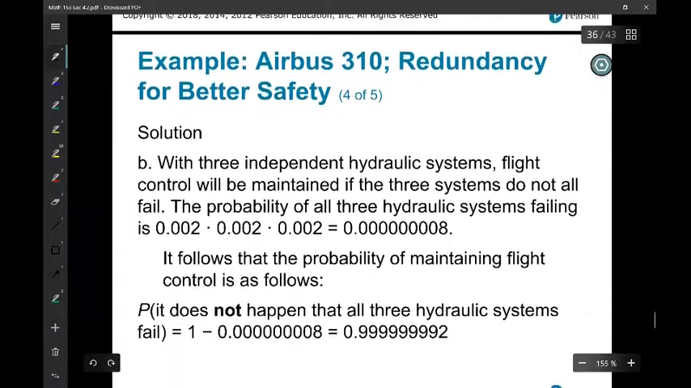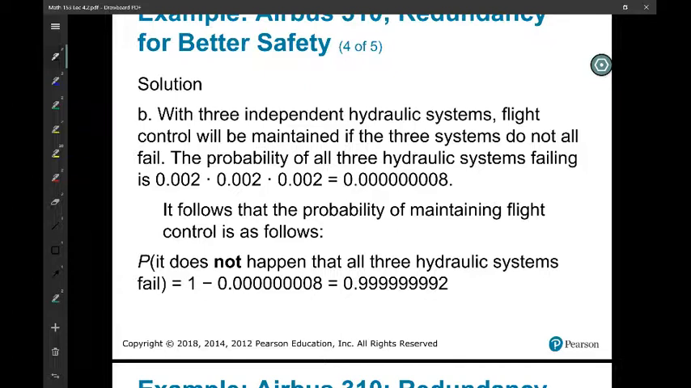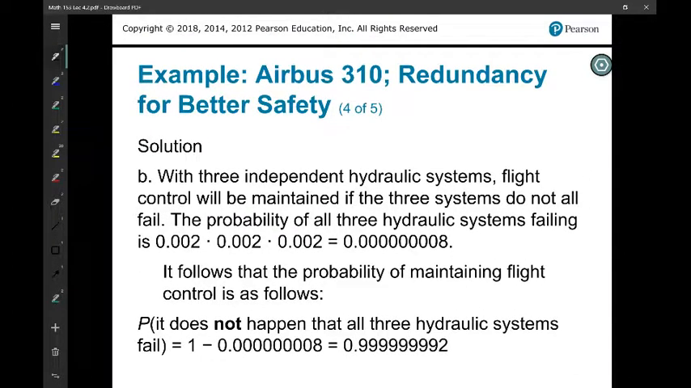Now, with 3 independent hydraulic systems, flight control will be maintained if the 3 systems do not all fail. The probability of all 3 hydraulic systems failing is 0.002 times 0.002 times 0.002. And multiply those together, and you get 0.000000008. So when they're independent, that means multiply their probabilities.